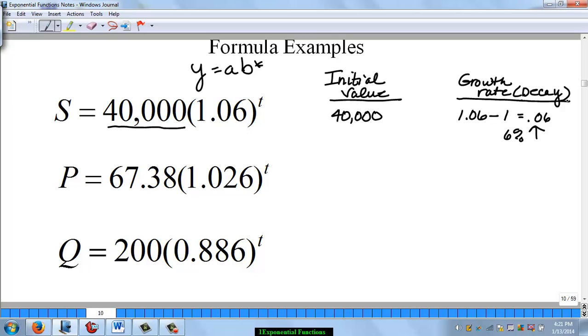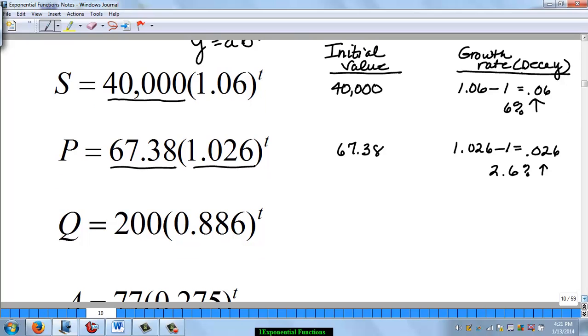All right. The next one, my initial value is always here, A, B to the x. So I have 67.38. And this is my growth factor, so I do 1.026, get rid of the 1, because I want to know what the rate actually is. Not the growth factor, I want to know the rate, so I get 0.026, move it back, so that's a 2.6% growth. So that's what the arrow means.